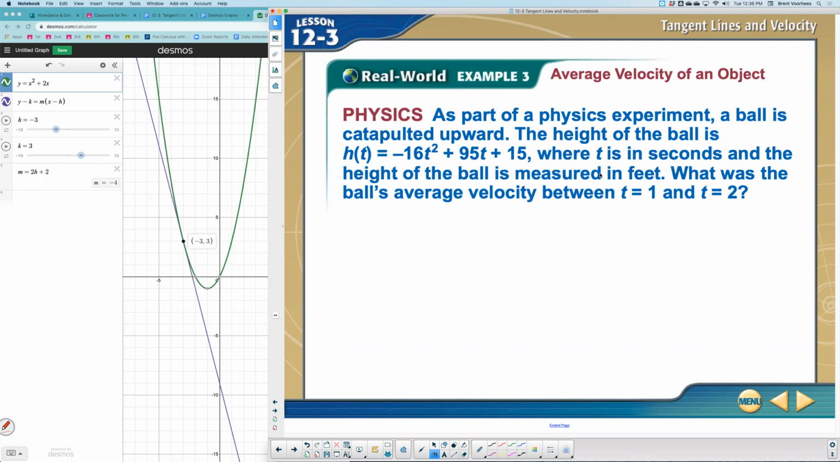So it says in the physics experiment, a ball is catapulted upward. The height of the ball is represented by this equation, where t is in seconds and the height of the ball is measured in feet. What was the ball's average velocity between these two times?